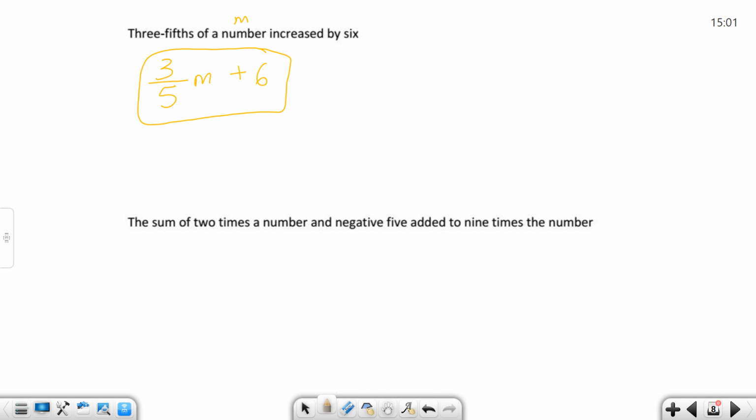All right, the sum of 2 times a number and -5 added to, good gracious, added to 9 times the number. All right, the sum of 2 times a number and. So here it says the sum of, and then you have the word and. So all of this stuff goes in. It's the sum. I put parentheses around it, but I'm saying I'm summing all that together.